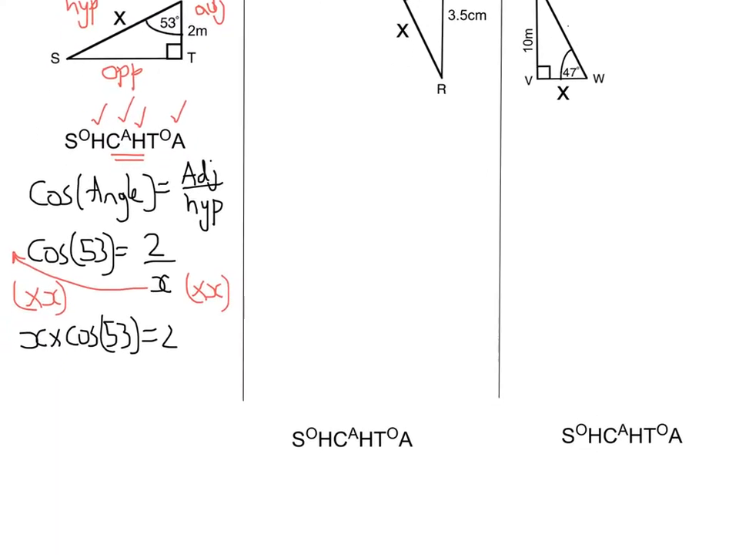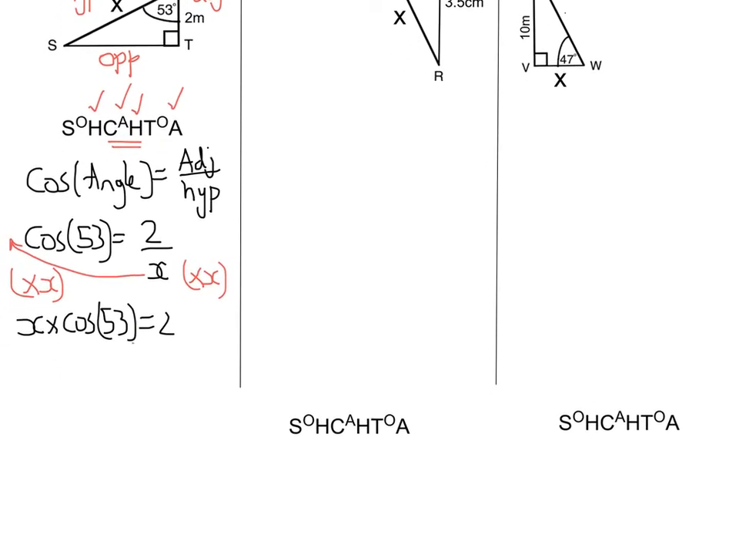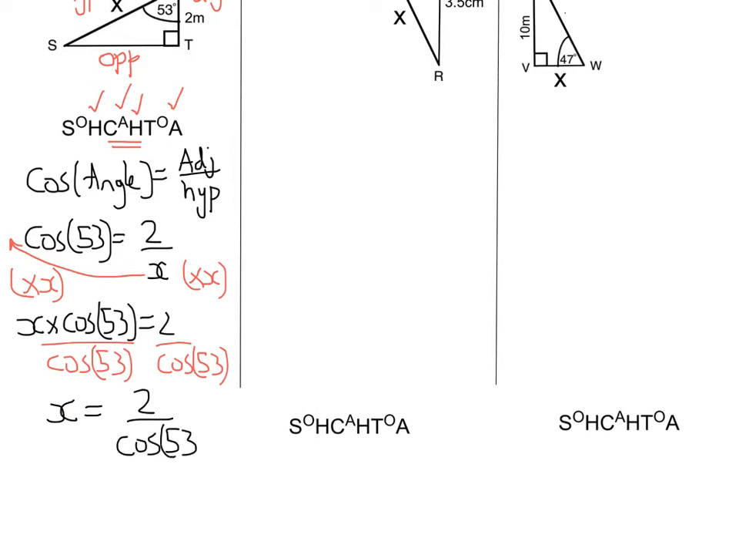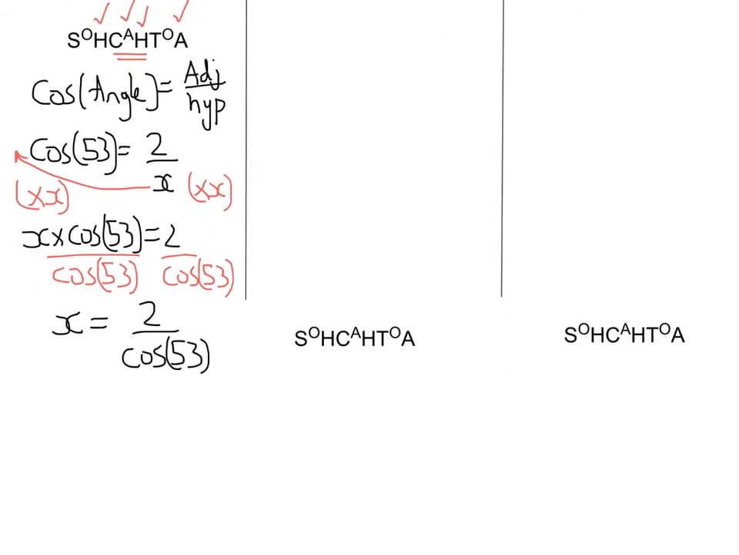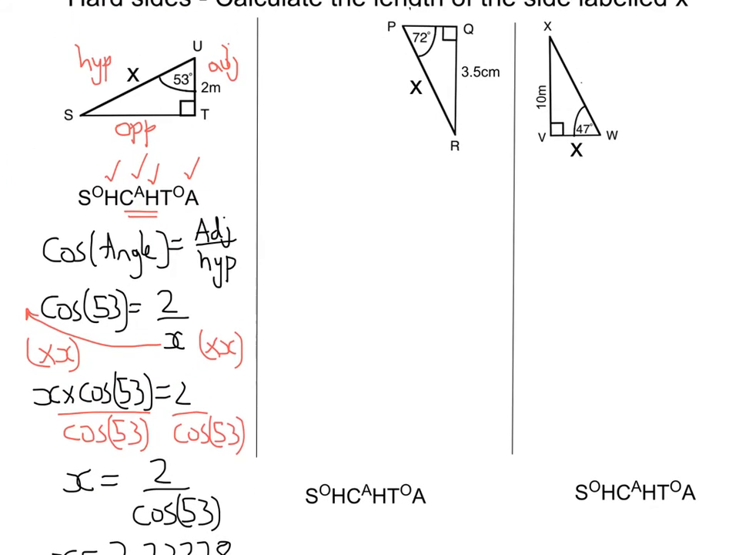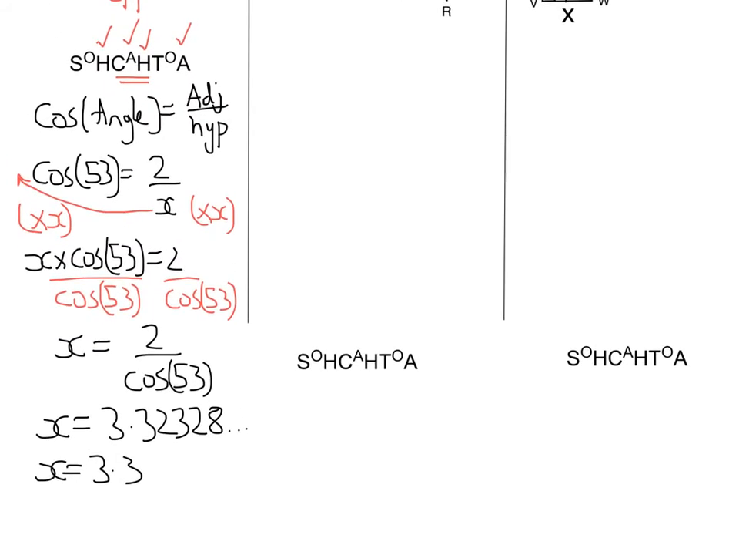Now I need to get the x on its own. So I'm going to divide both sides by cos 53. So I'm just left with x on the left-hand side is 2 over cos of 53. Put that into my calculator, make sure I use brackets, and I close my brackets afterwards. I get x is going to be equal to 3.32328. So to one decimal place, x is 3.3. Let's just check what the units are. They're meters. So 3.3 meters.